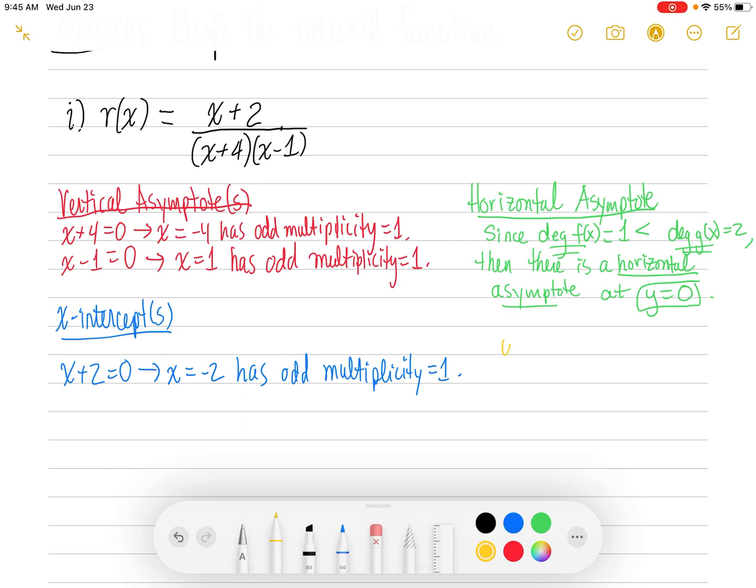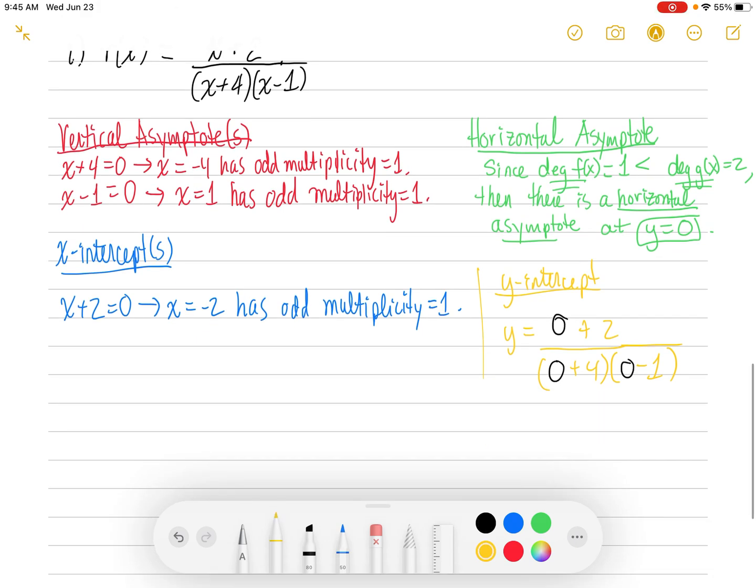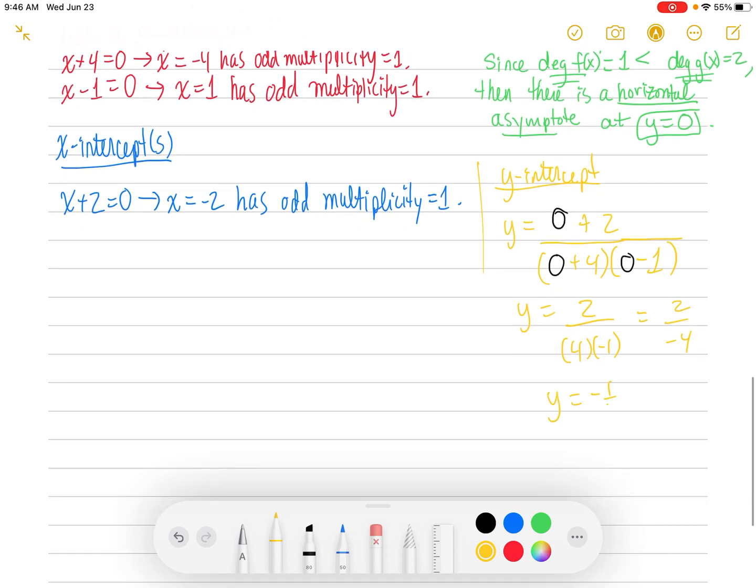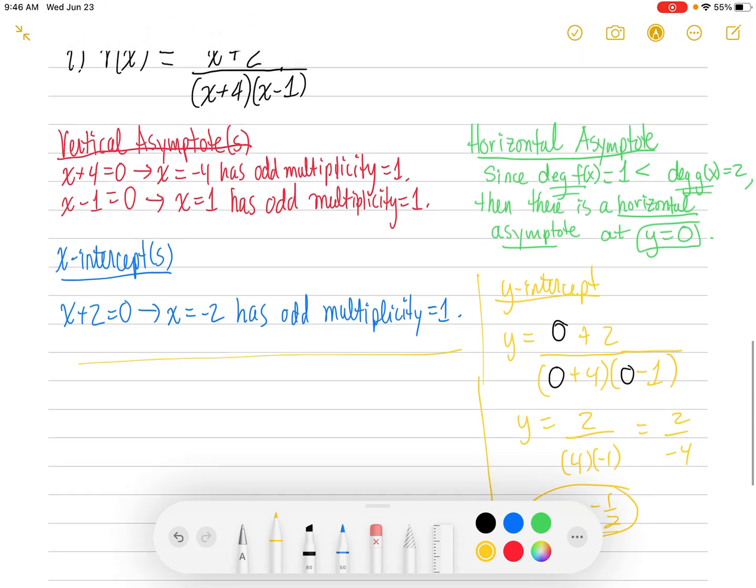And finally, I am going to look into my y-intercept. To find the y-intercept, we're going to plug in 0 for x. So I'm going to do blank plus 2 over blank plus 4 times blank minus 1. Everywhere I have an x, I'm plugging in 0. So on top, that's going to give me 2 over 4 times negative 1, which is 2 over negative 4. That reduces to minus 1/2.